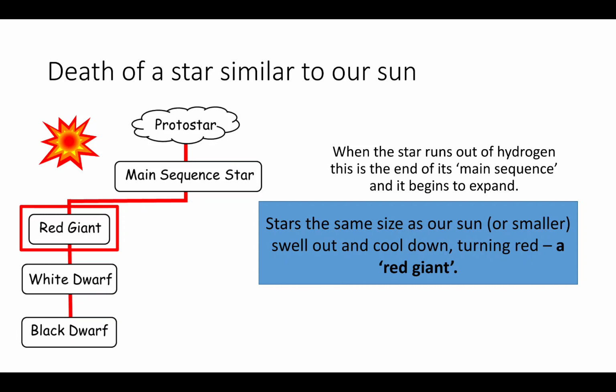It'll turn red, because you've got all that energy now in a greater volume, so it'll cool down and turn red, and we call that a red giant. Red giants can be many orders of magnitude greater in size compared to the original star.